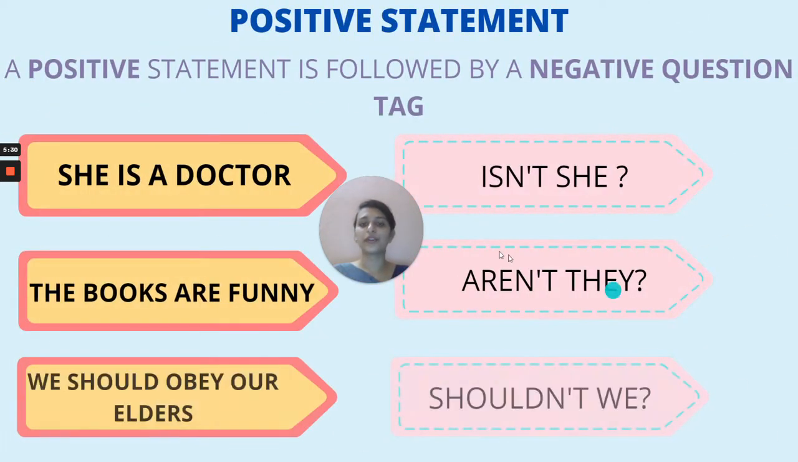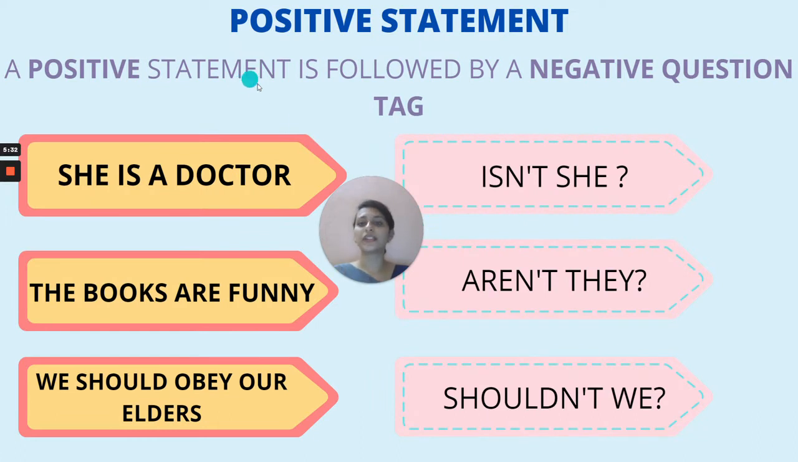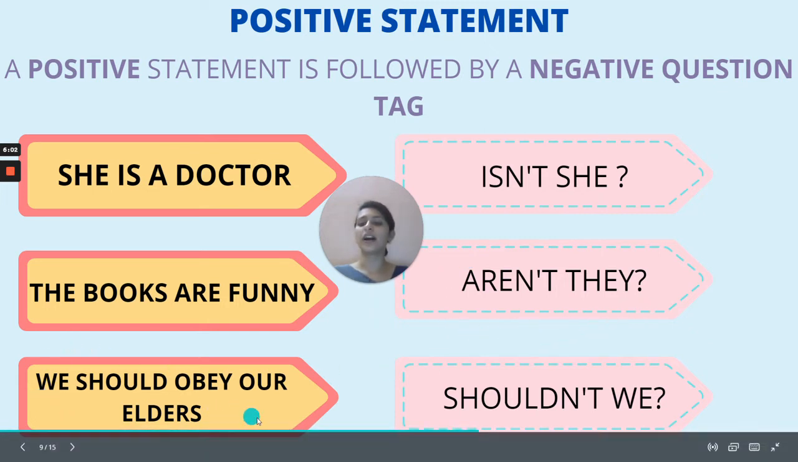Now let's look at a few rules. The first rule is, if you have a positive statement, it will be a negative question tag. Positive statement, negative question tag. She is a doctor. Then the negative question tag will be, isn't she? The second one, the books are funny. This is a positive statement, so your question tag will be negative. Aren't they? We should obey our elders, shouldn't we?